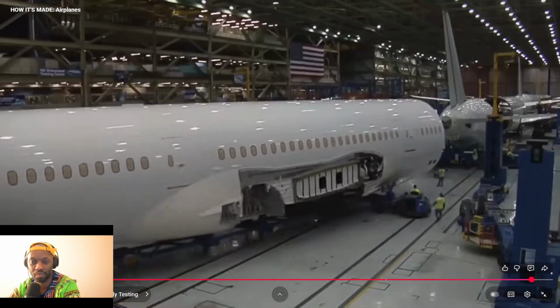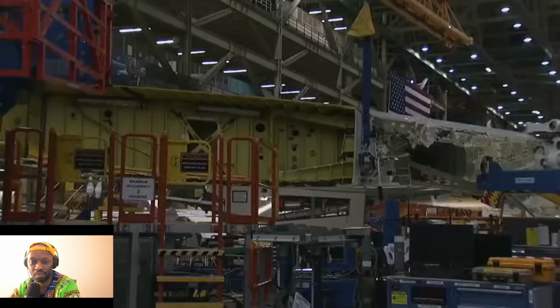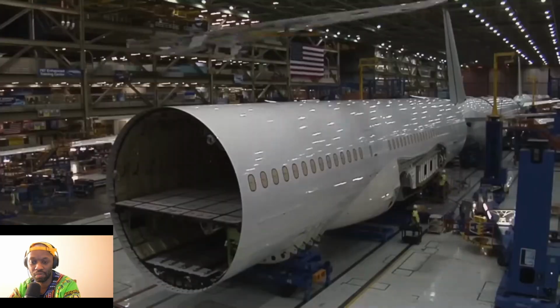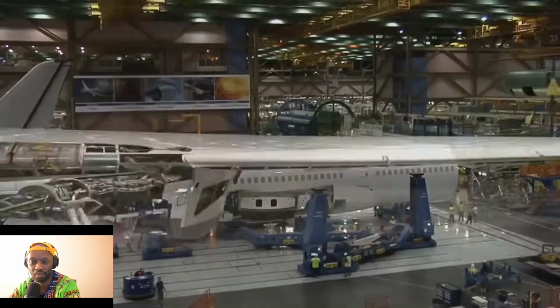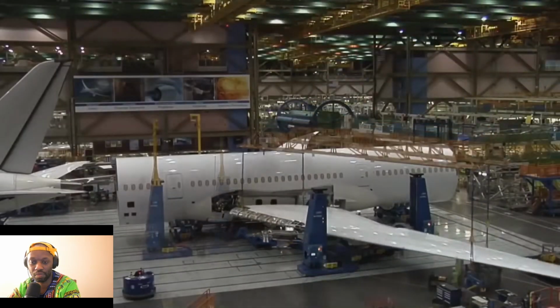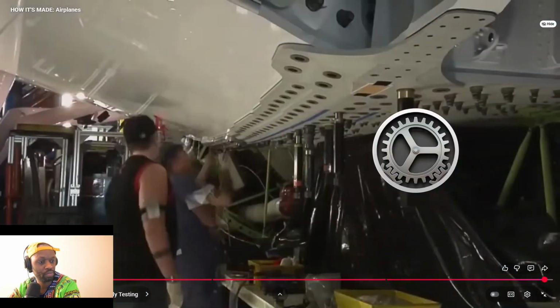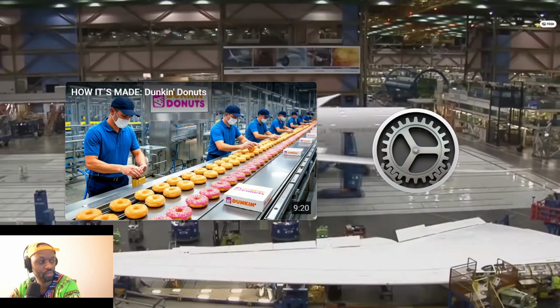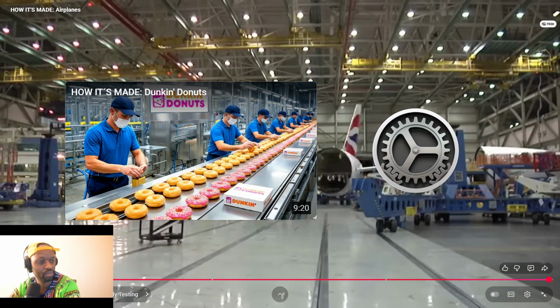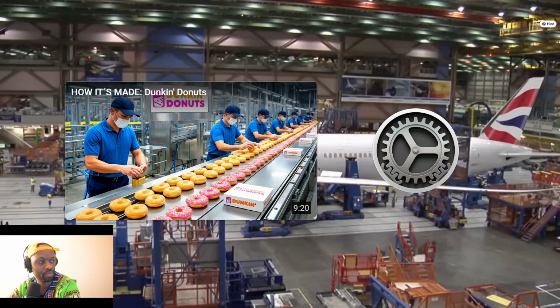Airplane manufacturing has come a long way in recent years, with advancements in materials, robotics, and digital control systems allowing for safer, more efficient, and more sustainable airplanes. The manufacturing process continues to evolve, with manufacturers striving to create airplanes that are even safer, more efficient.